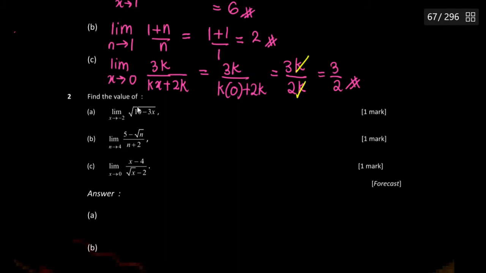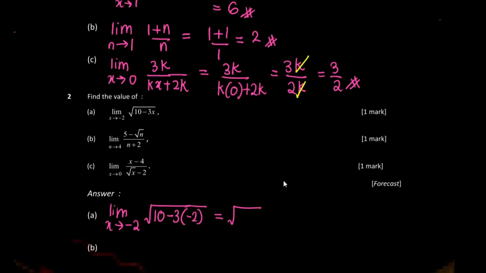All these are direct substitution. Because if you can do direct substitution and you get a value, then it's already okay. You don't have to do any changes. So here will be square root of 10 plus 6, which is 16. So square root of 16 is 4.